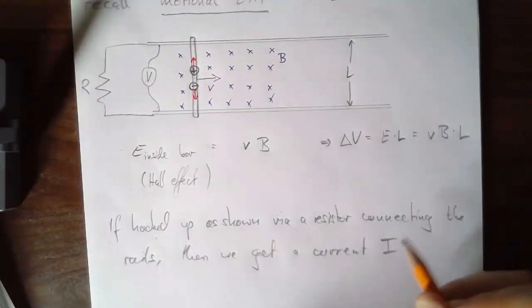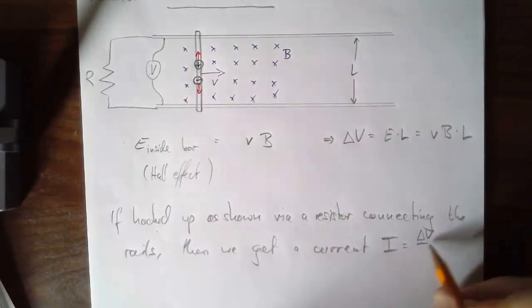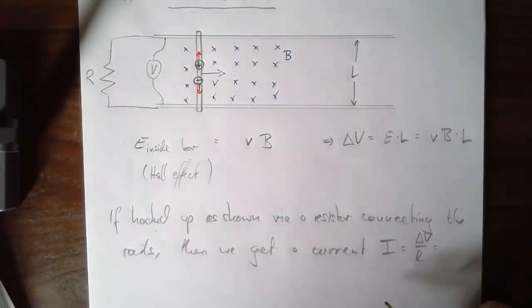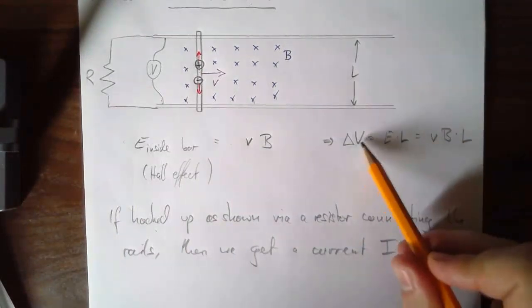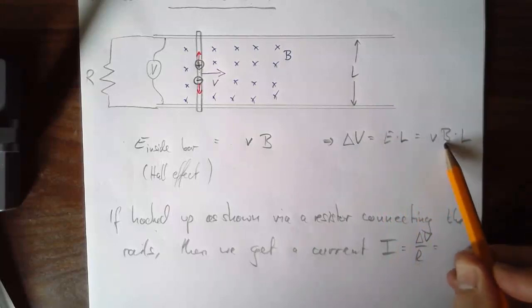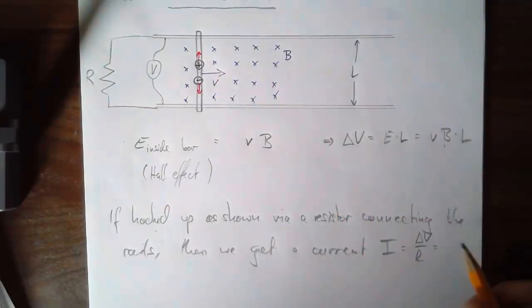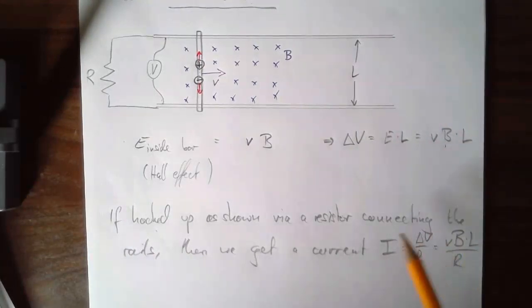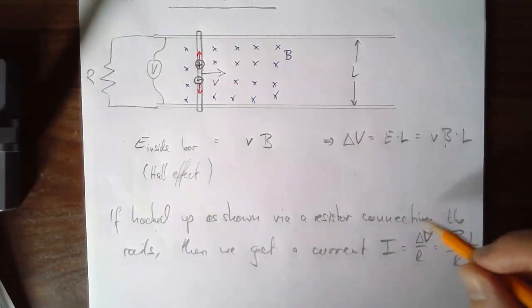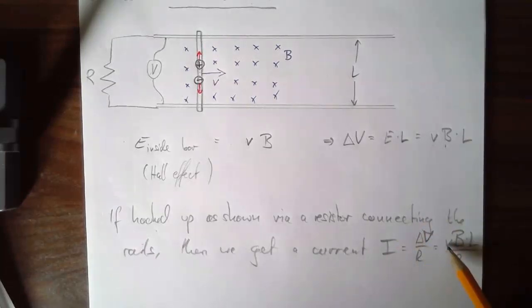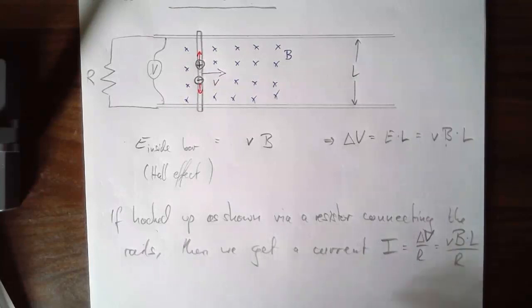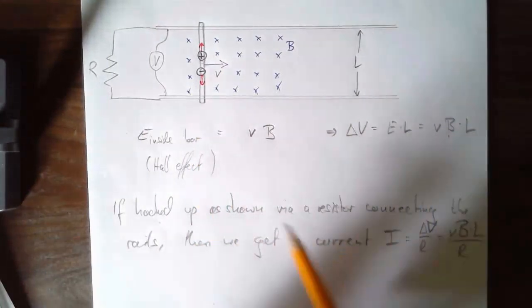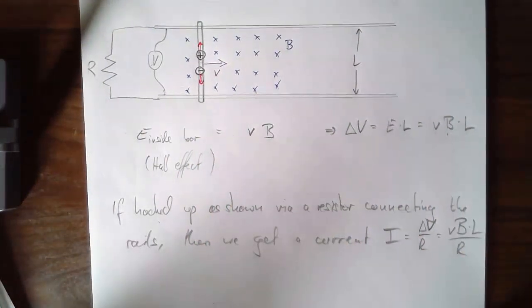The current I is equal to delta V over R. R is just whatever resistor I put there, and you know what delta V is: the speed times the magnetic field times the length. So I get I equals v B L over R. Let's make sure we don't get confused between the delta V, meaning the potential difference, and the little v, meaning the speed. It's v for velocity, of course, but here we know which direction it is, so this is really just the speed.